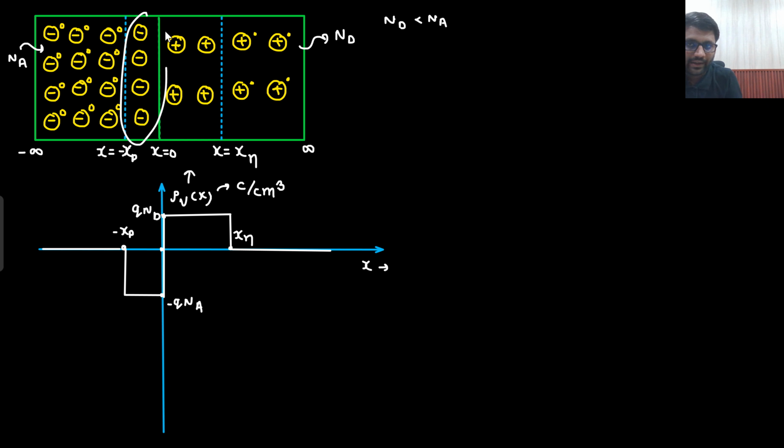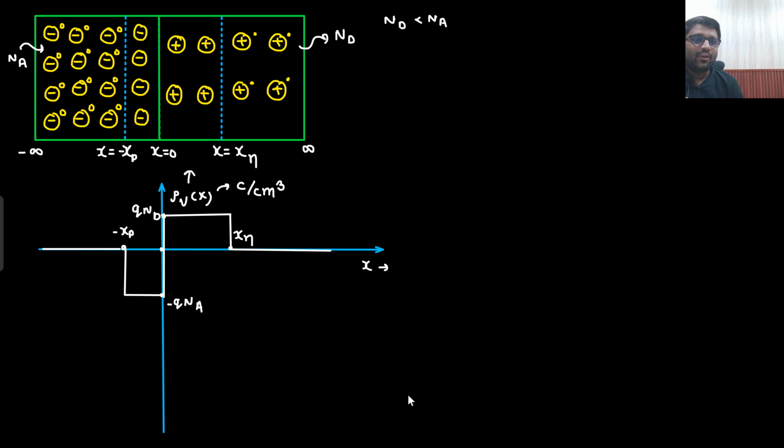Total negative charge, total positive charge, right? Not total, because this is density only, so this is not representing total charge. What is it representing? Between minus xp to 0, what is your charge density? That means how much charge per unit volume you are having. So I am having qNa amount of charge per unit volume, and qNd amount of charge per unit volume, right? So this is the rho(x), charge per unit volume.